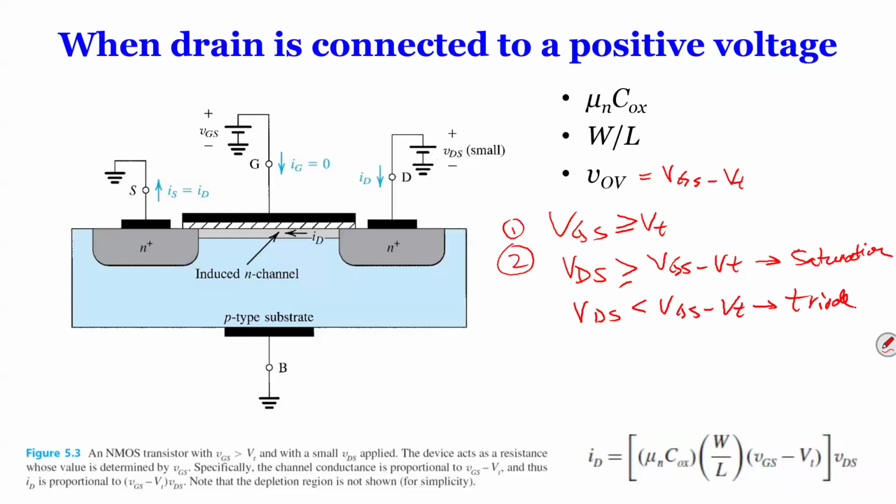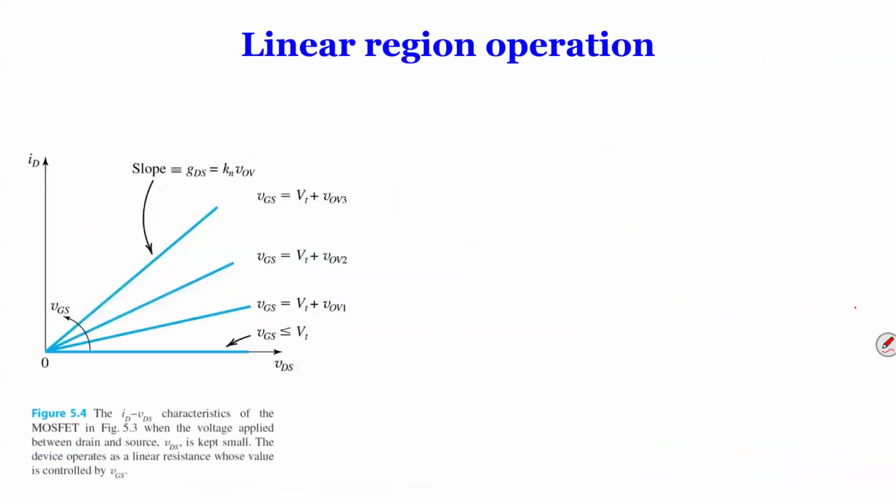Of course, we're going to come back to all these equations more and more. So here, this is what they call the linear region, which means VDS is very, very small. How small? Like 0. some volts, okay?